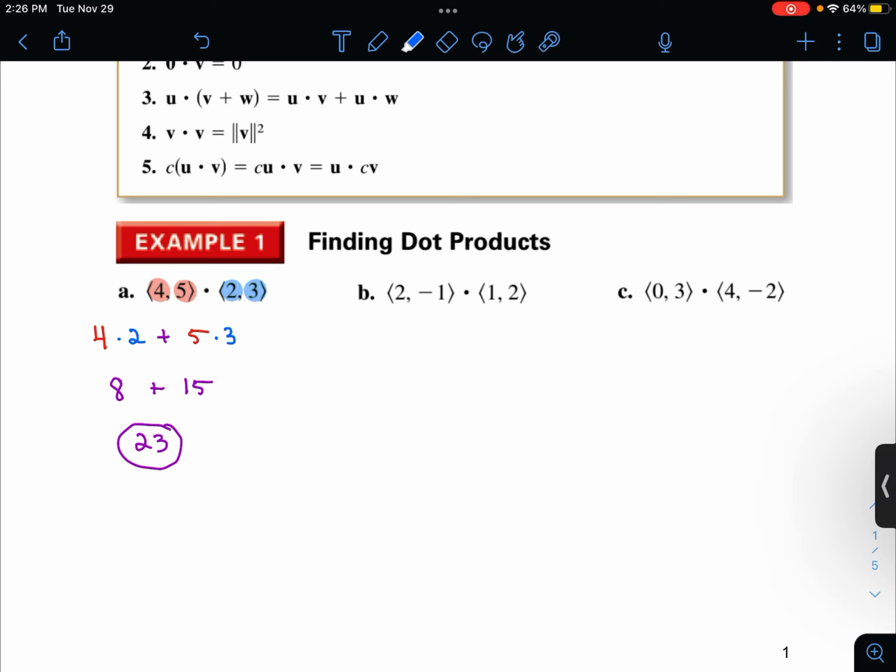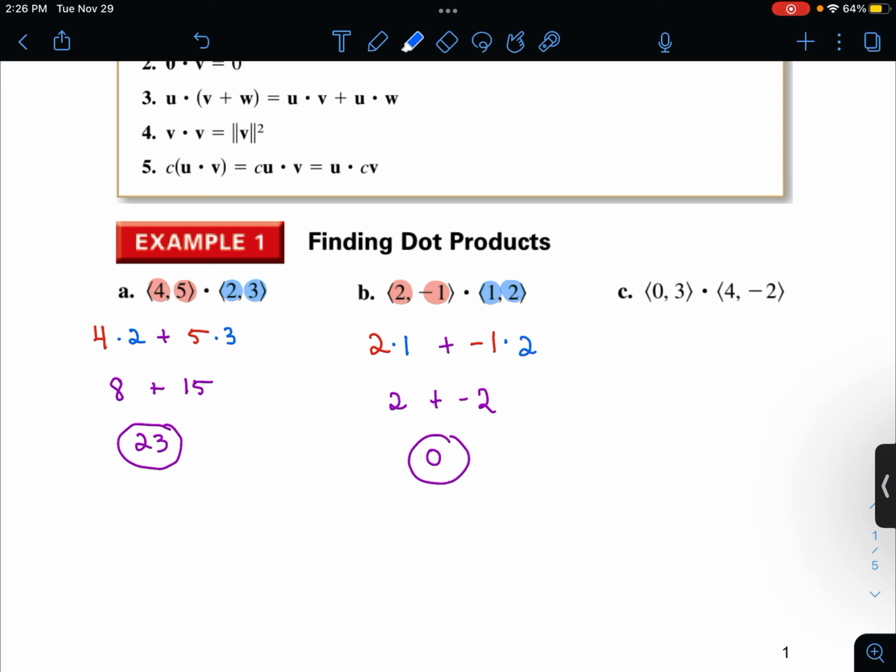Jumping over to example B, we are going to take, again, the corresponding components, 2 times 1 first, and then we're going to add to it whatever negative 1 times 2 is, and we get 2 plus negative 2, which gives us 0. And a little bit later on in this lesson, we're going to find out that that actually has a significant meaning to us.